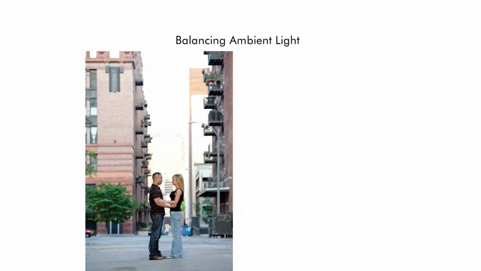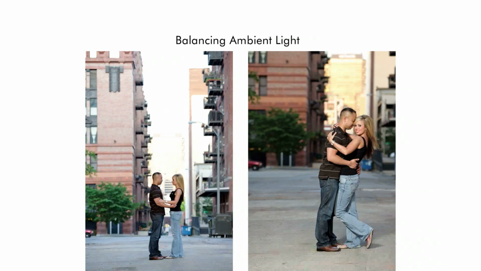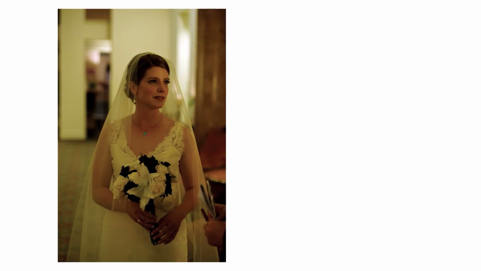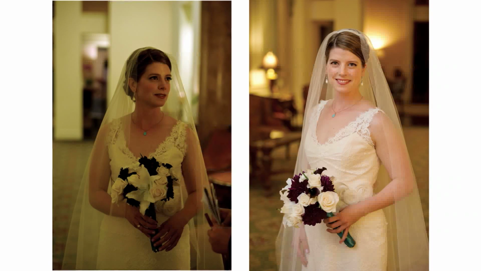Here's a scene with only ambient light. For this shot, I reduced the exposure to capture the way the sun was reflecting off the buildings in the background and added a bit of flash in a softbox for the couple. Here's an indoor image with ambient light only. Adding a bit of bounce flash to camera left provided clean, natural-looking lighting on the bride.